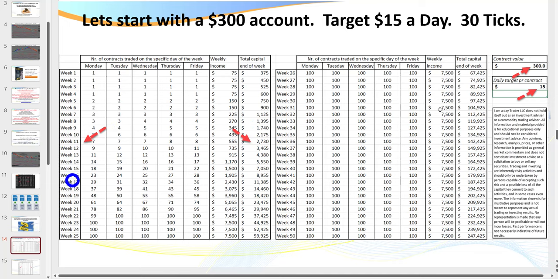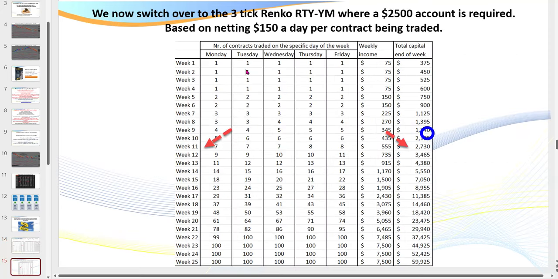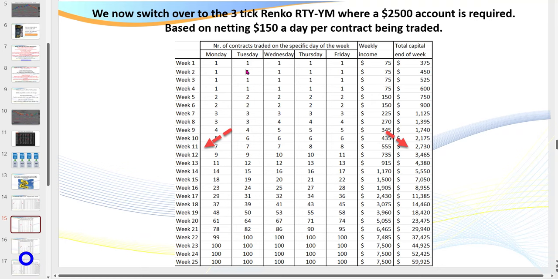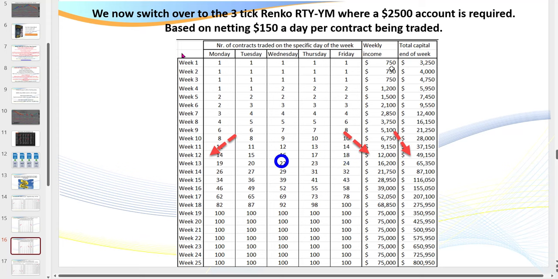Now once we've got those funds there, 2,700, we now roll over to the big contract where we can have a little less. Well, 10% of the value will be 3,000, but we can drop that down a wee bit, down to 2,500, and based upon here 150 a day, what that means is here within 12 weeks I've got the potential there of earning my 12 grand a week, and my account size is 49,000. Now here that's based upon 150 a day, which is 30 ticks a day.